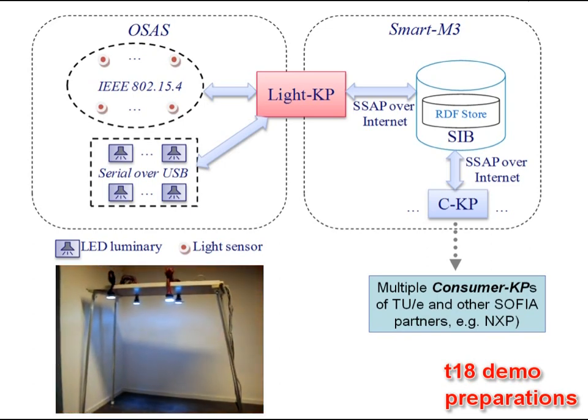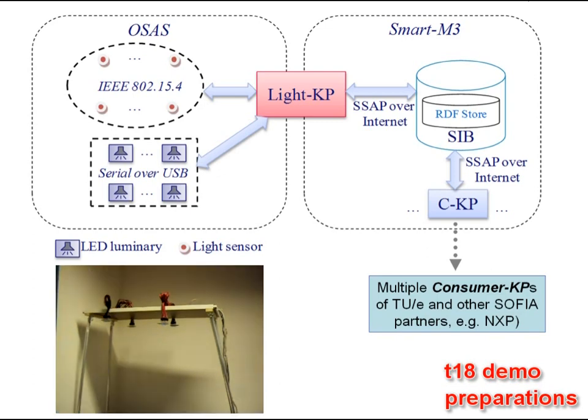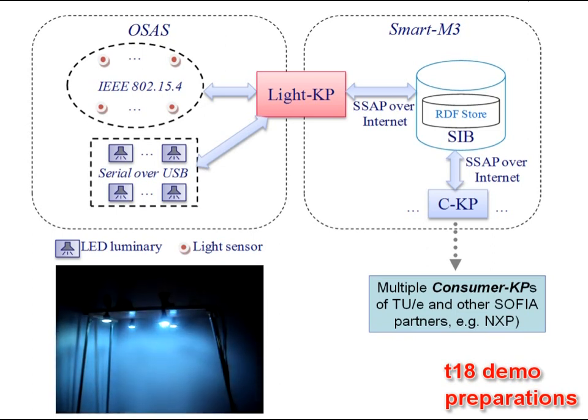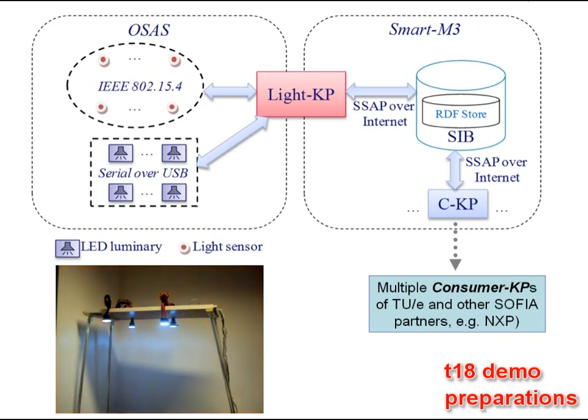The Light KP will not only provide exchange of light model information between low and high capacity nodes of the SOFIA architecture, but also act as an application layer gateway, translating link layer protocols of Smart M3 and OSAS networks, routing packets from one to the other. In the T18 demo, heterogeneous smart lighting system will be demonstrated. The interoperability between the OSAS and the Smart M3 networks is performed by the Light KP, which connects these platforms by using different communication protocols. In this case, the Light KP is a producer KP of the Smart M3 network, as well as the loader node of the OSAS network.